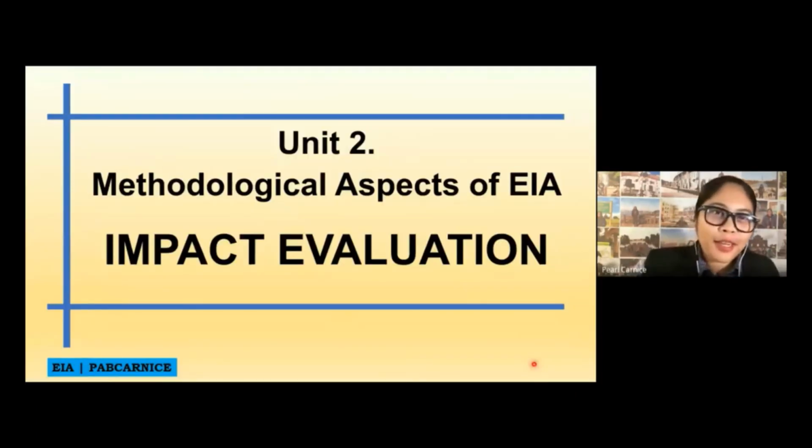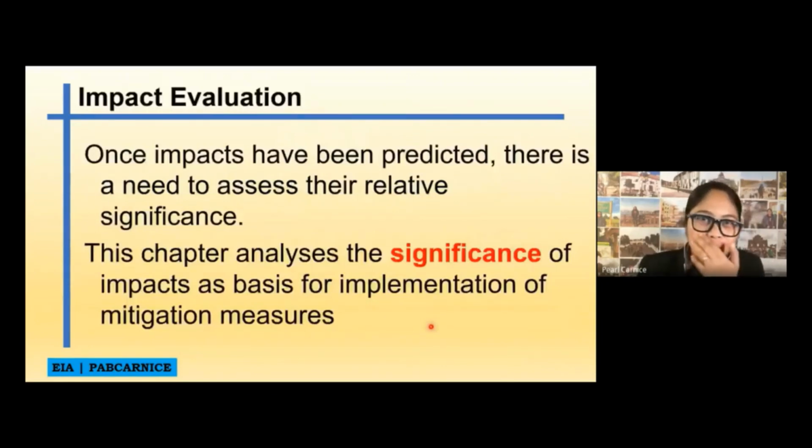So after that impact prediction, of course, we have to evaluate those predictions. Once impact has been predicted, there is a need to assess the relative significance, because there is a possibility that these impacts might not be adverse. It may have an impact on the specific ecosystem or community per se, but its veracity, magnitude, and significance might not be that much. So in this topic, we will analyze the significance of impacts as a basis for implementation of mitigating measures.